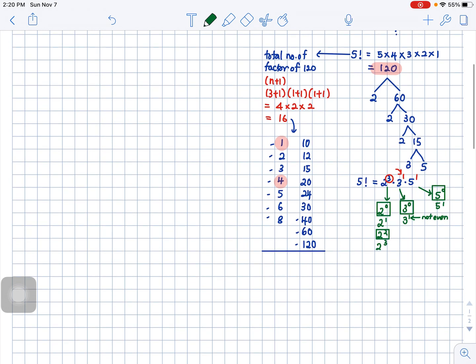And then what do you do? You multiply in order to get the answer. So in this row I have 2, here I have 1, and the last one I have another 1. So the total is just 2, and that 2 is this one.